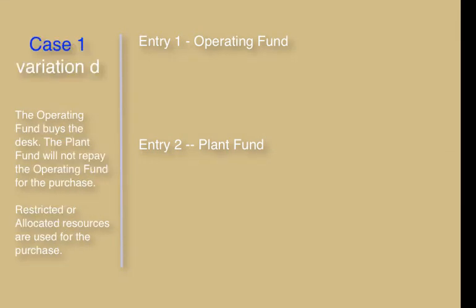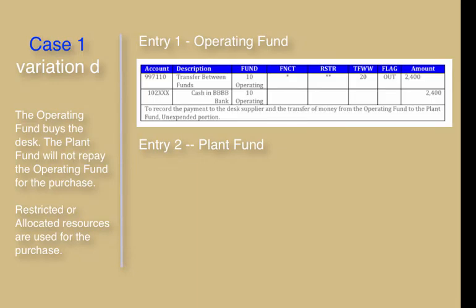In variation D of case 1, the money that's going to be used to purchase the desk is coming from the operating fund. The plant fund will not be repaying the operating fund for the purchase. But this time, the resources that are being used are restricted or allocated resources. The entry on the operating fund side would be a debit to account 997110, the transfer between funds account. The fund here would be Fund 10.